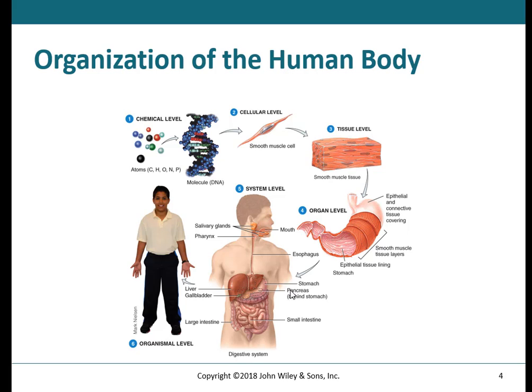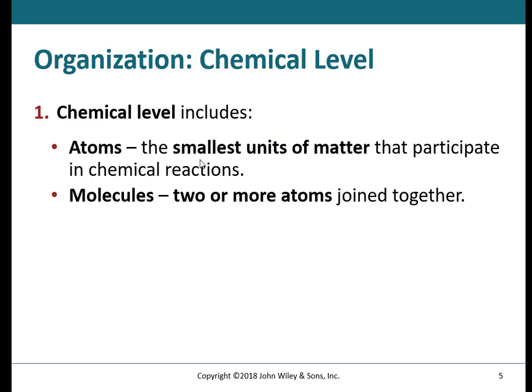When you have several different organs working together to perform a function, we're now at the system level, or the organ system. And in this case, we're talking about the digestive system. And when you have several systems together, you get the organism. All right. So this kind of just goes over what I just said.